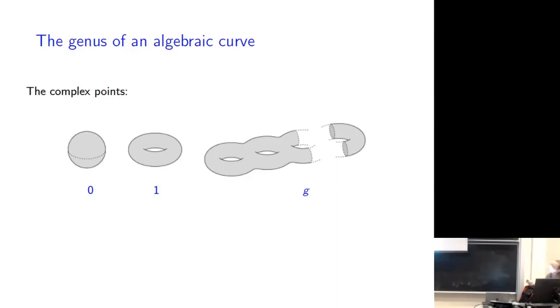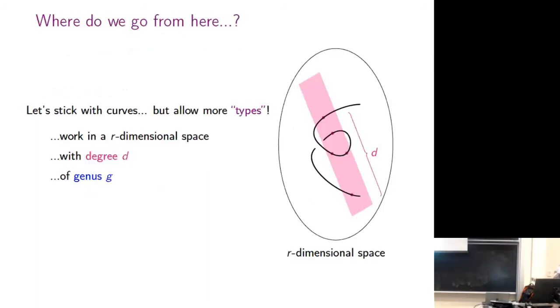So it could be genus 0, it could look like a sphere, or it could be genus 1, it could look like a one-hole donut, or in general, genus G will have G holes. So there's this other invariant. Okay, so let's return. That's this invariant that I want here. So I'm going to look at curves in R-dimensional space of degree D and genus G.